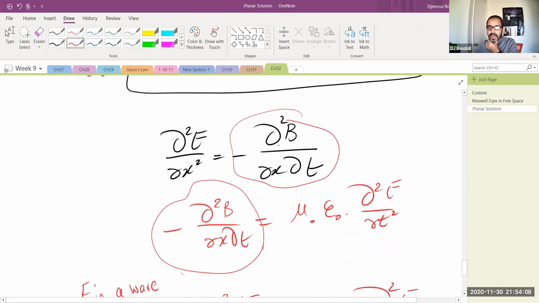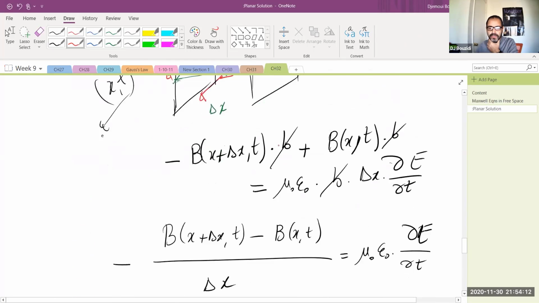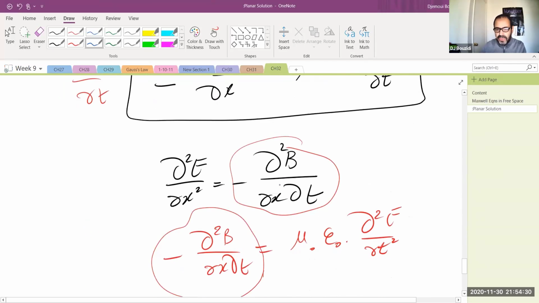The same thing, by the way, I did this. We could have done it differently. We could have gone to this expression, the first one, and taken instead the derivative with respect to t. If we take the derivative, here we will have the mixed derivative of E with respect to x and t, and here we'll have the second derivative of B with respect to time. And the same thing in here.